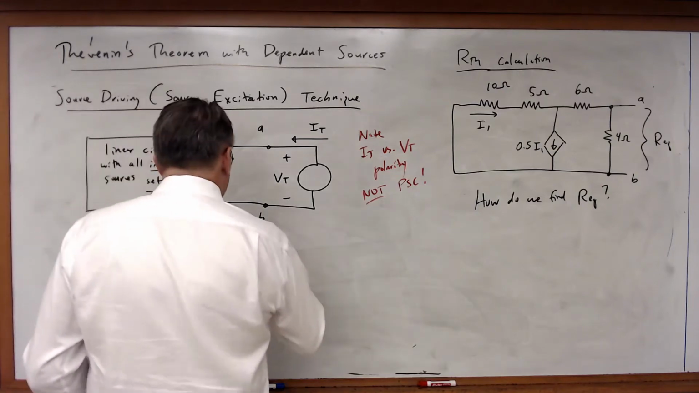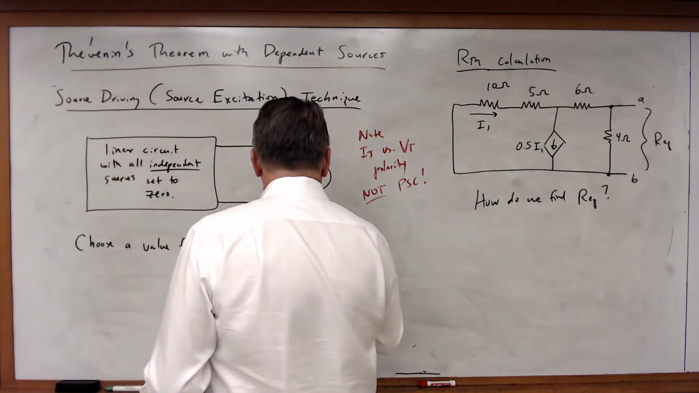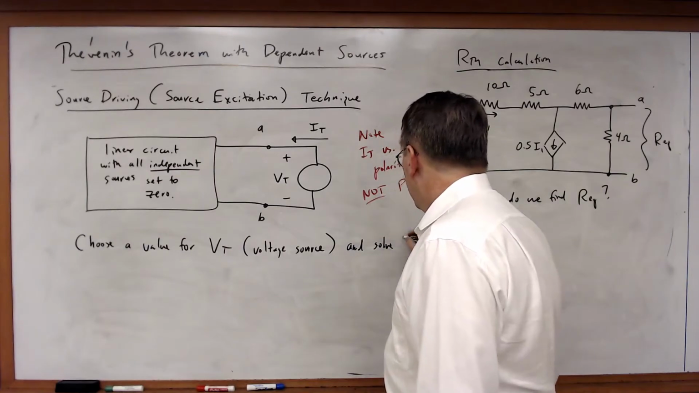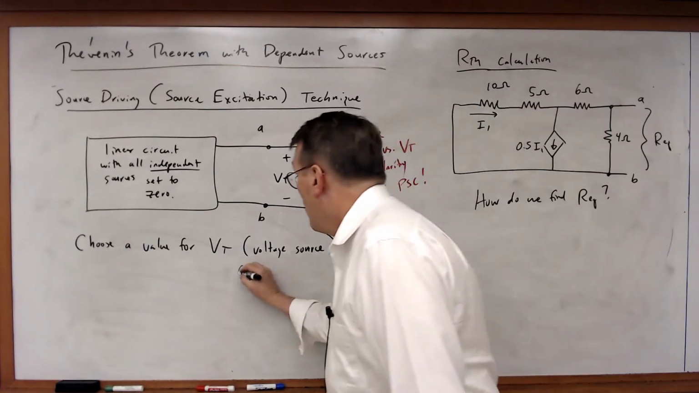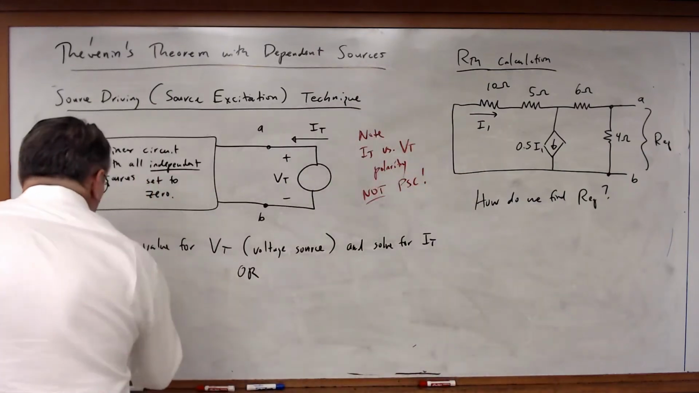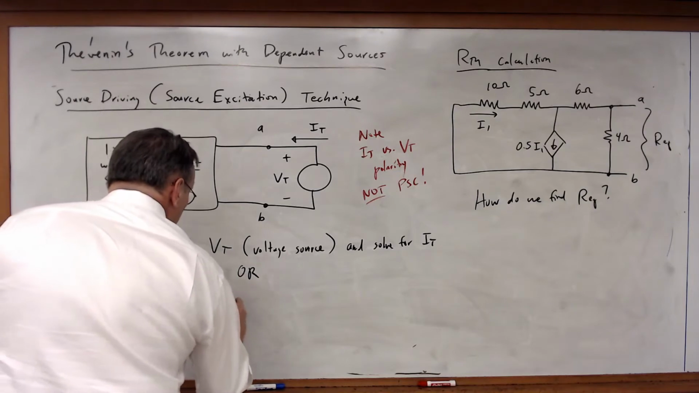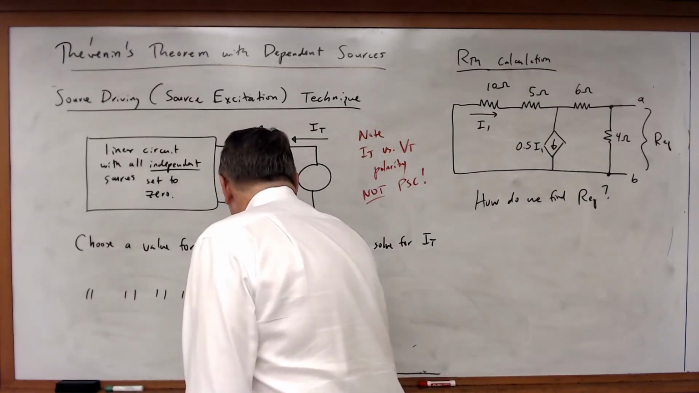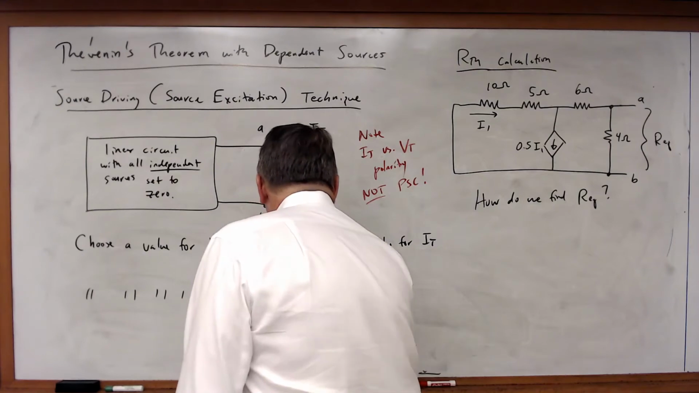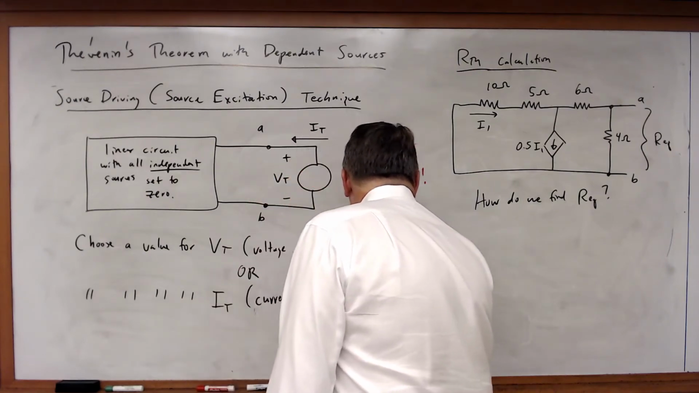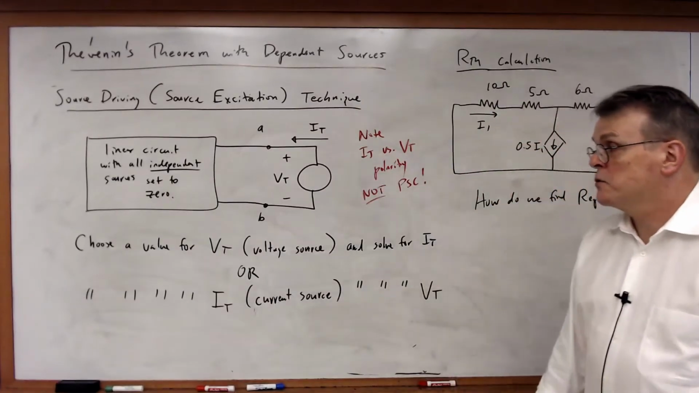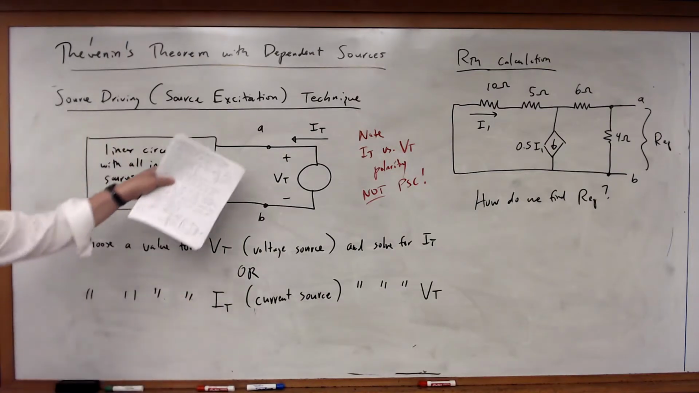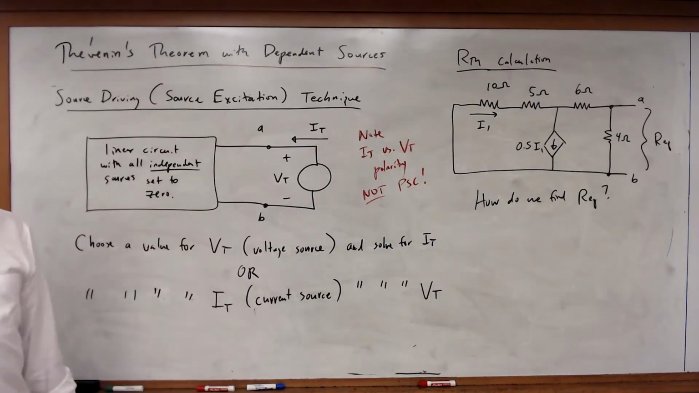Choose a value for VT. In other words, make it into a voltage source and solve for IT, or choose a value for IT, for a current source, and solve for VT. So you're going to do one or the other. You pick one, calculate the other. Which source you choose is your own.